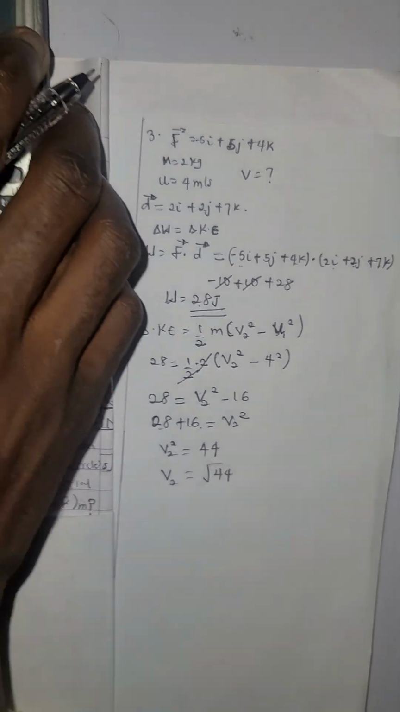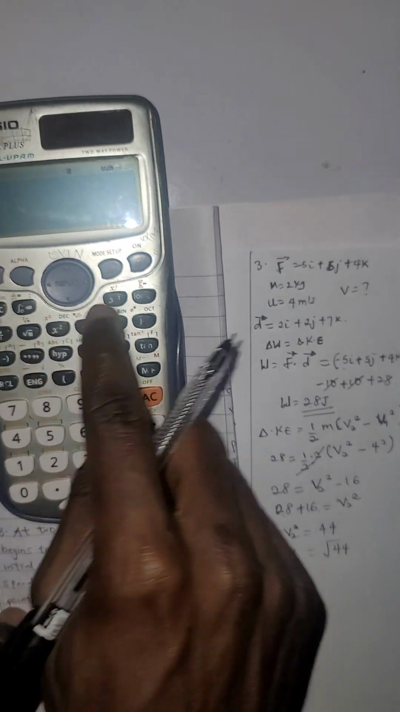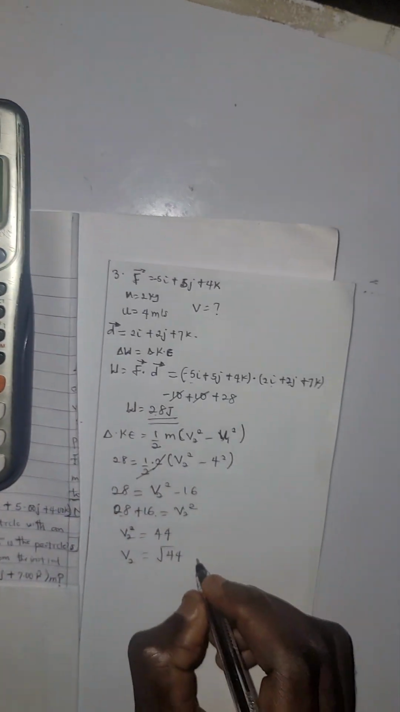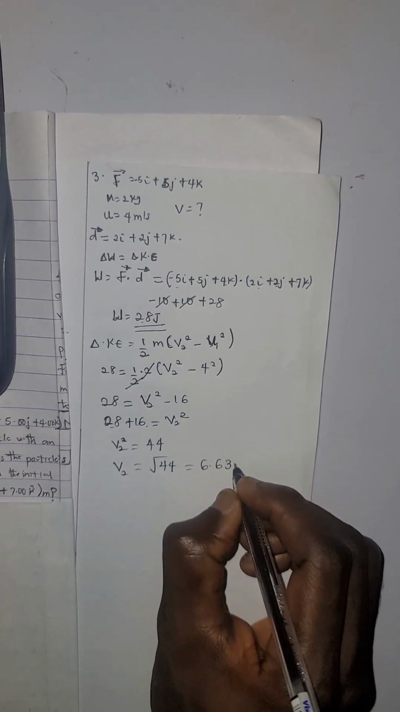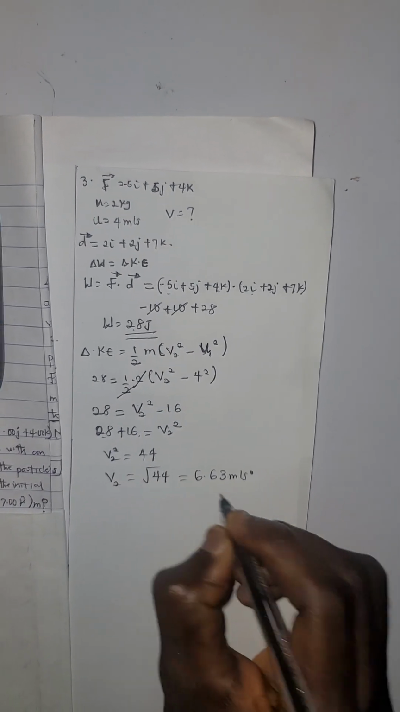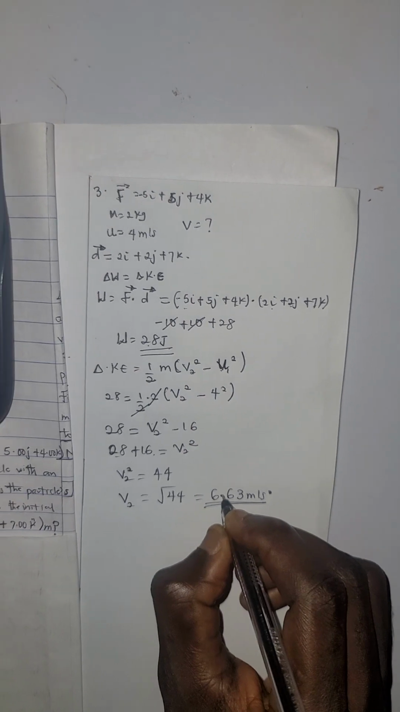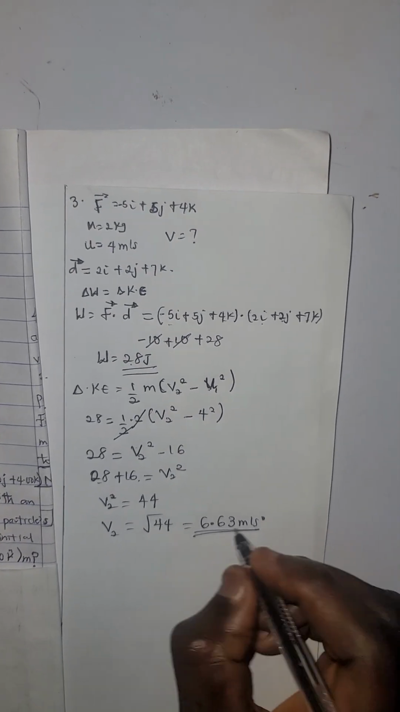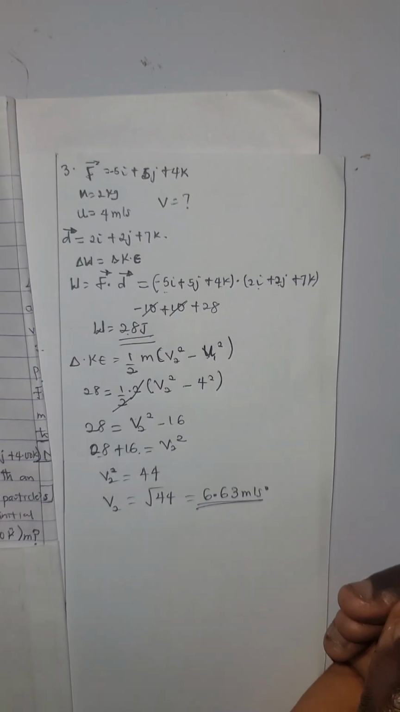We now have the square root of 44. We have it to be 6.63 meters per second. That is the particle speed that we are trying to calculate. I hope you are clear with this.